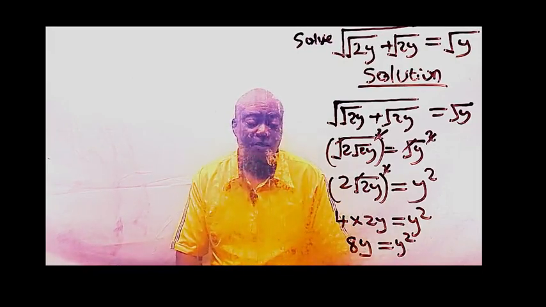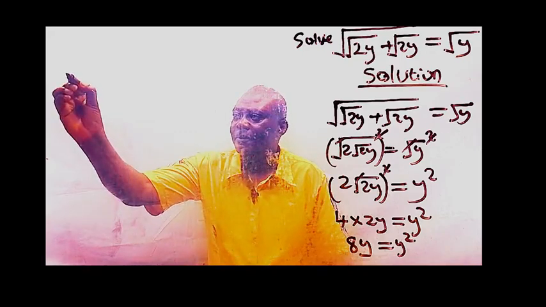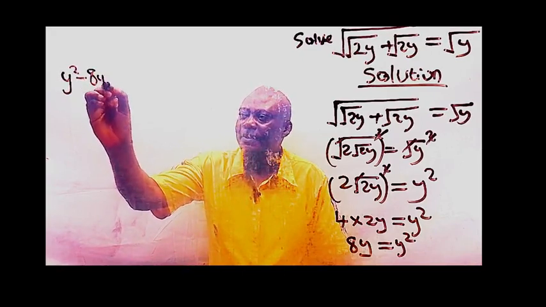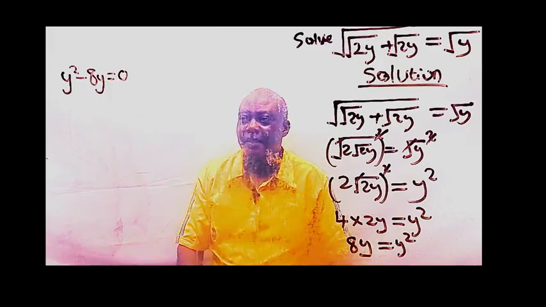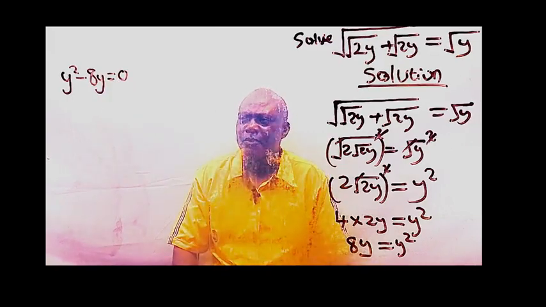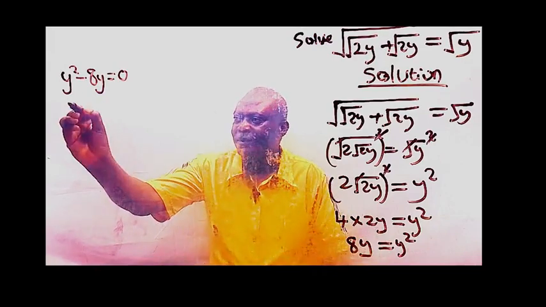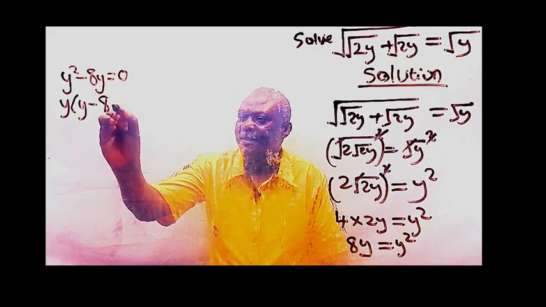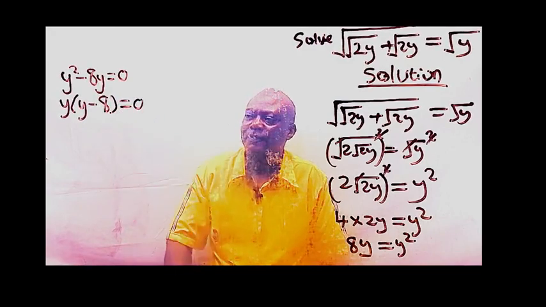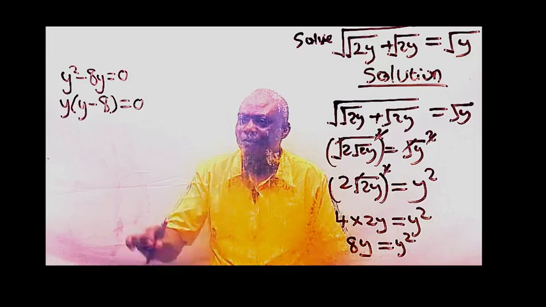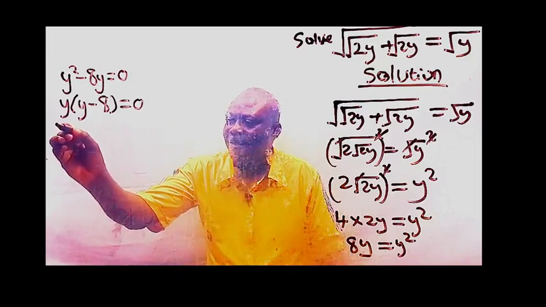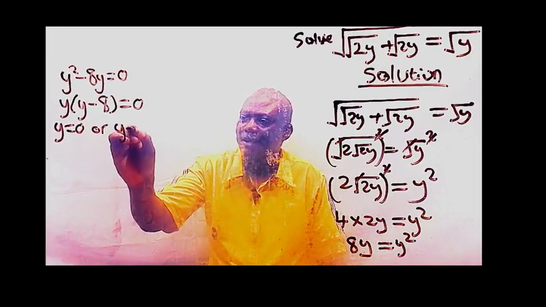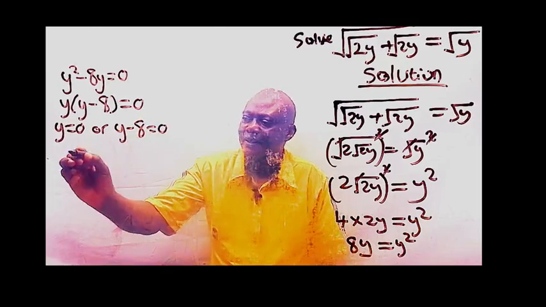Clearly the equation is now quadratic, so let us rearrange. So we have y squared minus 8y = 0 after the rearranging. Y is common there, so you can factor out y. So it will become y(y - 8) = 0. So the equation is true when y = 0 or y - 8 = 0.